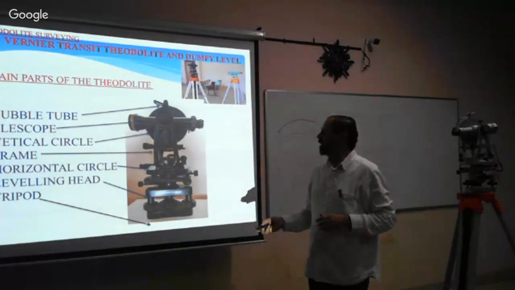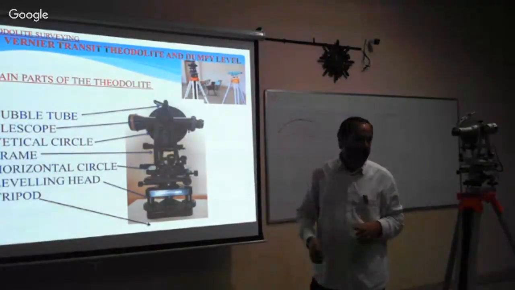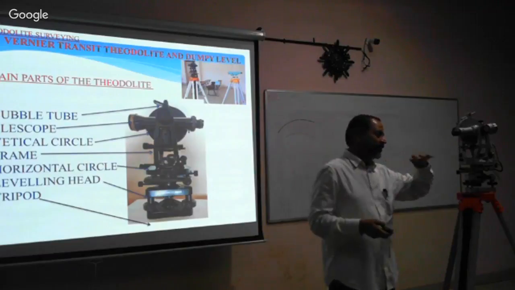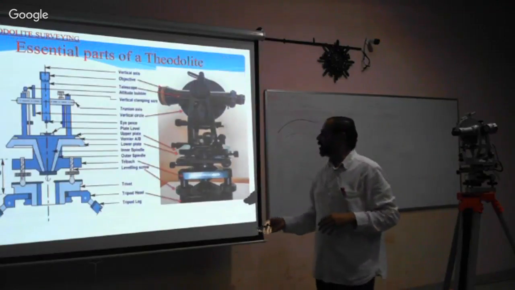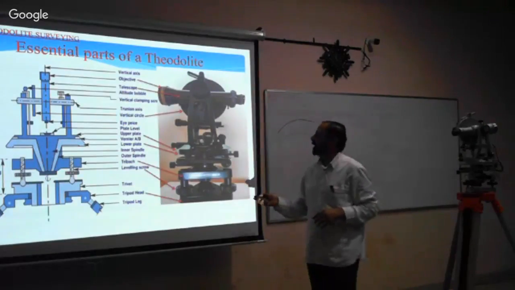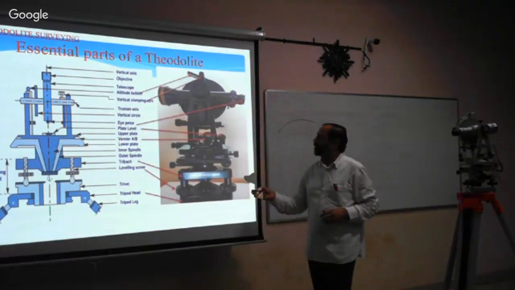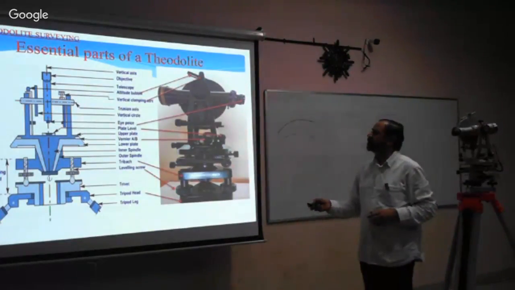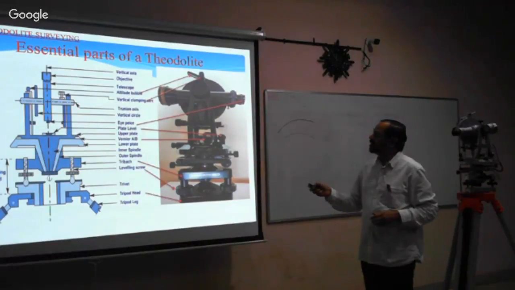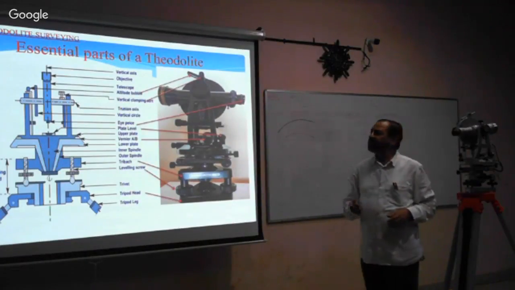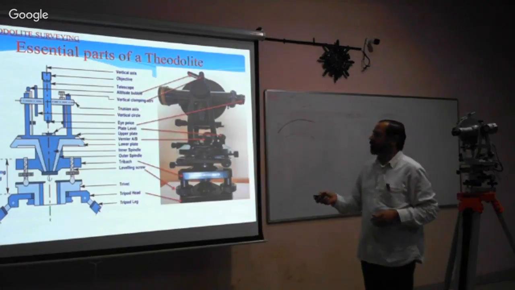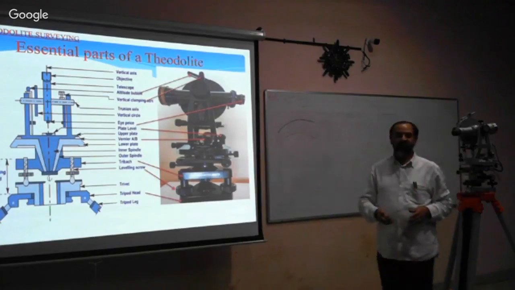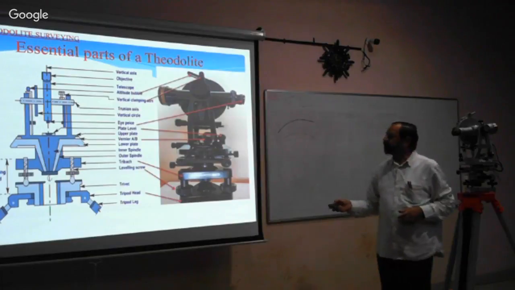Another part, which everybody knows, is the tripod. The tripod is used to post or fix this instrument at the required level. The same thing I have explained, now in detail. It is mentioned here, and each and every part is written and shown. This is the physical instrument and this is the graphic photograph, so both are shown here.